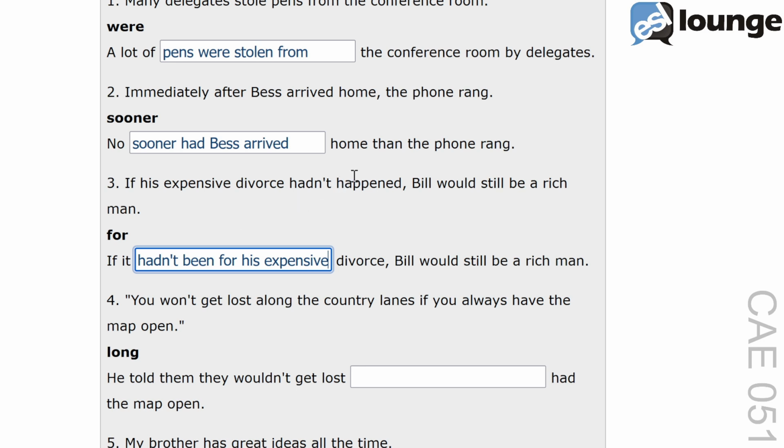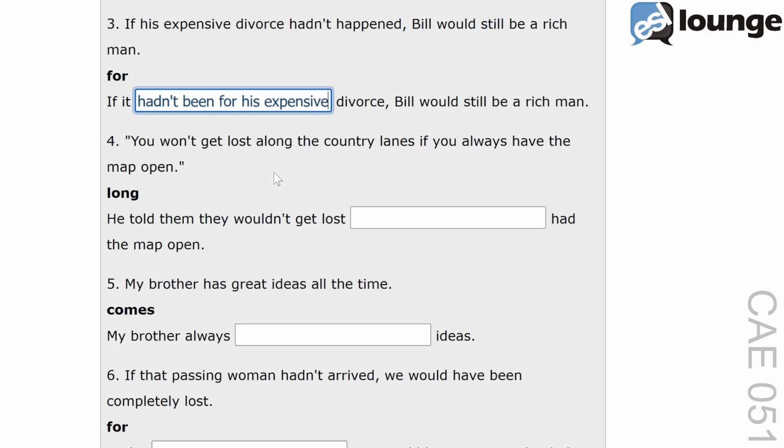Moving on to number 4. The original sentence is, you won't get lost along the country lanes if you always have the map open. The keyword is long, and the second sentence is, he told them they wouldn't get lost, blank, had the map open. The correct answer is, he told them they wouldn't get lost as long as they had the map open.